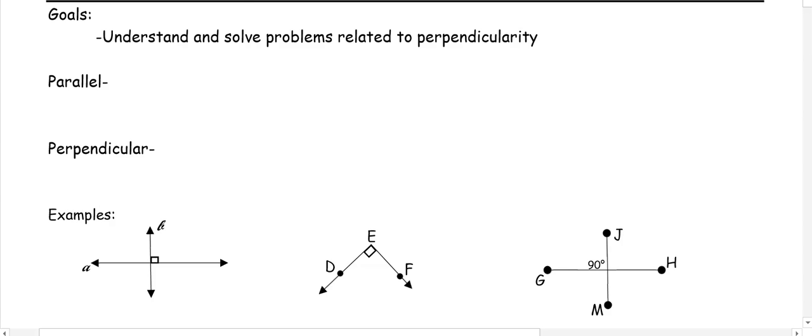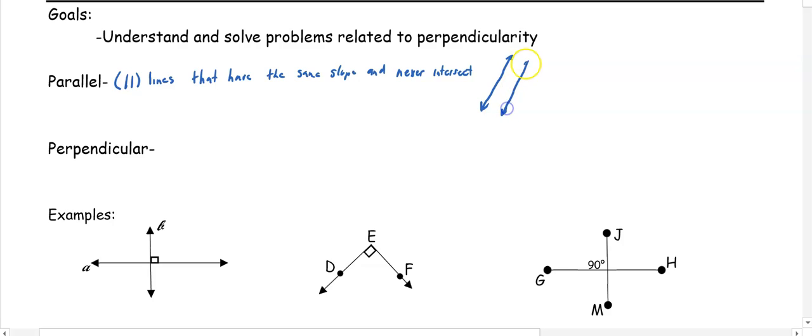This video is about understanding and solving problems related to perpendicularity. So first we want to define what is parallel and what is perpendicular. Parallel uses two bars that are straight, and they are lines that have the same slope and never intersect. For example, we have two parallel lines, they're both going the same slant and they will never intersect with each other.